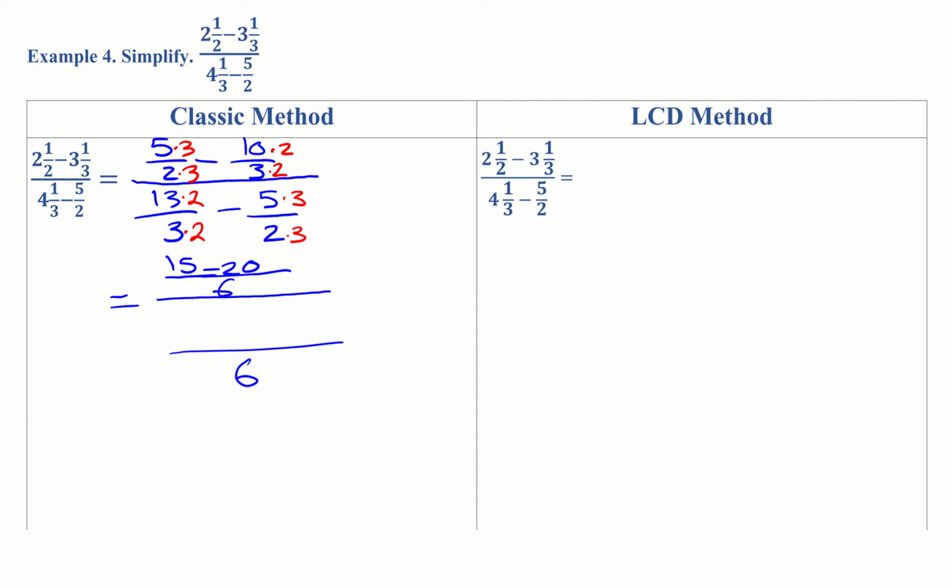So we notice that the new numerator here is 26. And the new numerator here is 15. So now let's see. On the top we have negative 5 over 6, right?